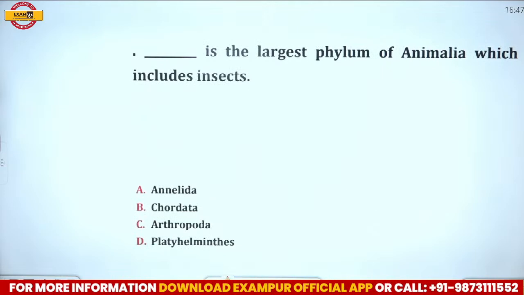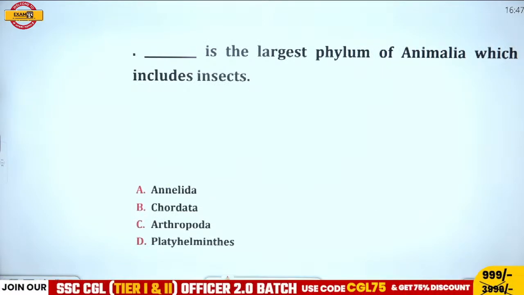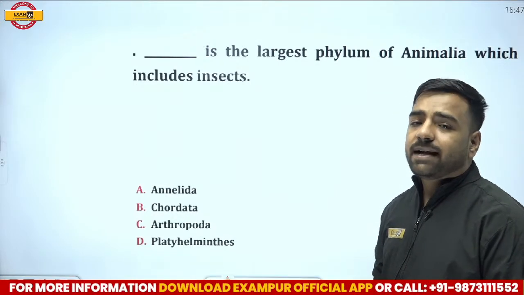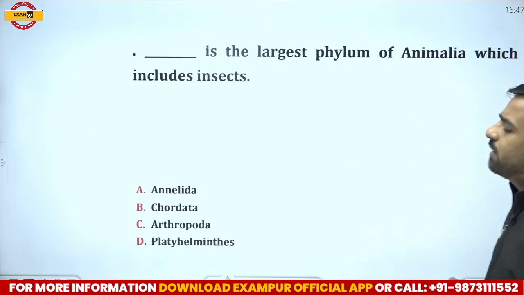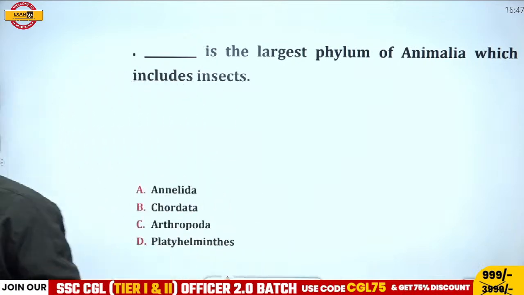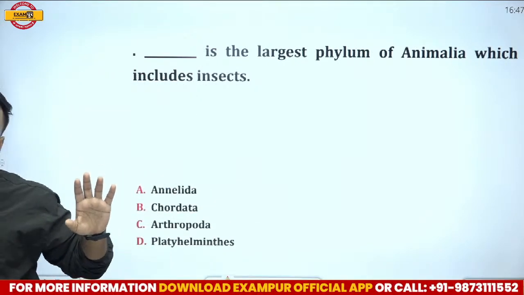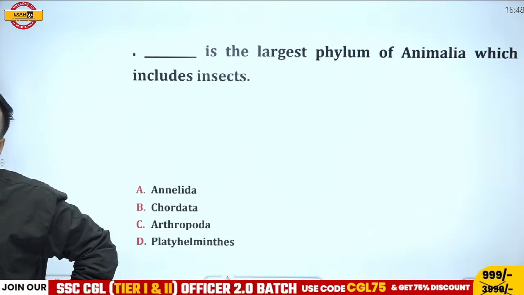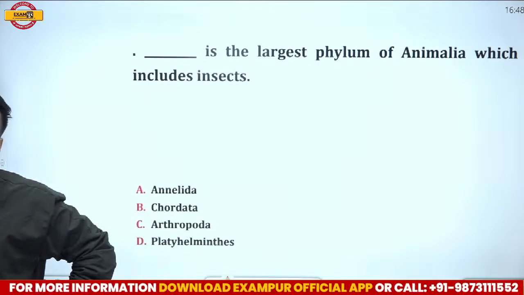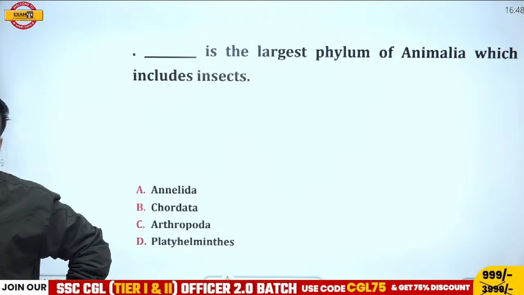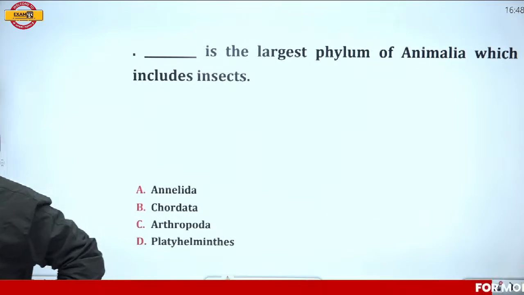Dash is the largest phylum of animalia, which includes insects. Here you can talk about bees and all. And when we talk about this largest phylum of the animal kingdom, please remember, here in the animal kingdom we have more than 750,000 species. Just think about the scenario. So dash is the largest phylum of animalia, which includes insects. Is it Annelida? Is it Chordata? Is it Arthropoda? Or is it Platyhelminthes? Kiran, can you answer this part?